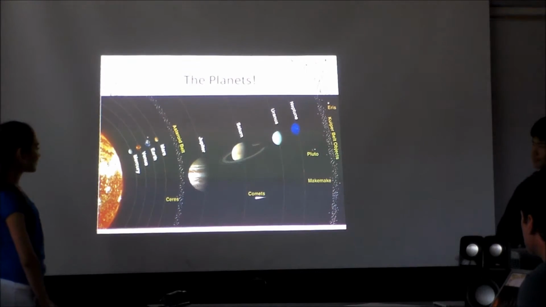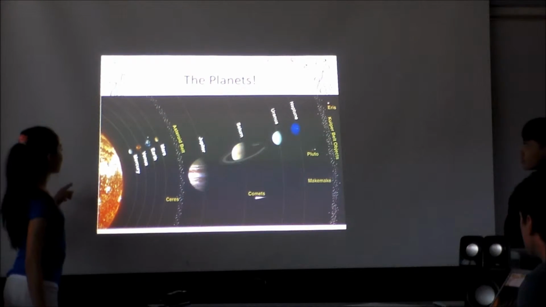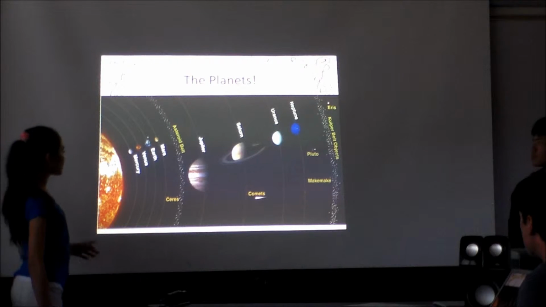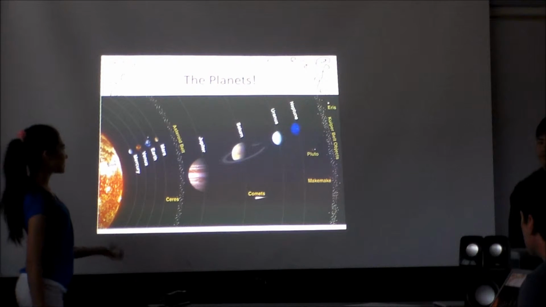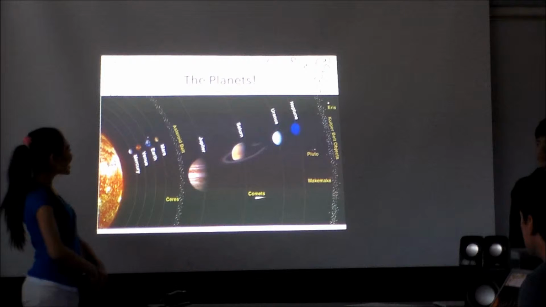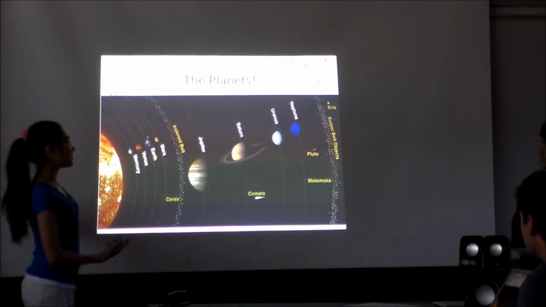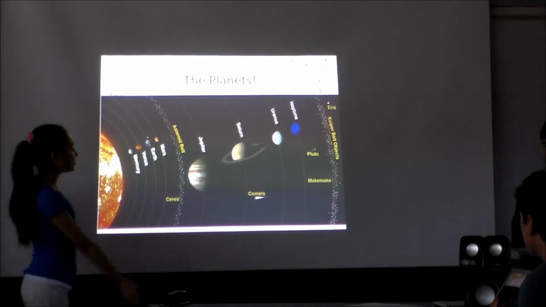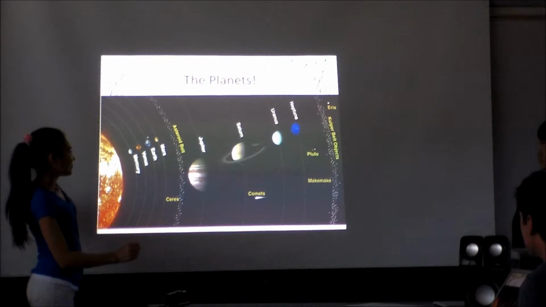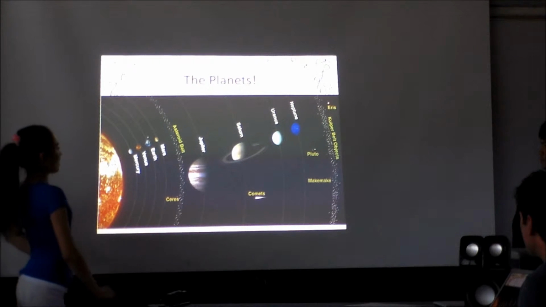And here's some of the planets. These are the planets. So first is the sun, then closest to the sun is Mercury, then Venus, then Earth, then Mars, then Jupiter, Saturn, Uranus, Neptune, and Pluto, which is very small.